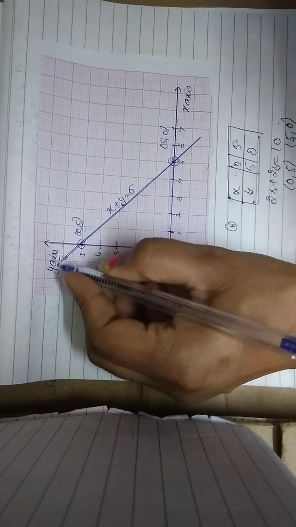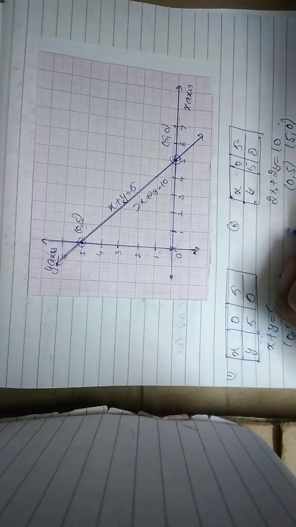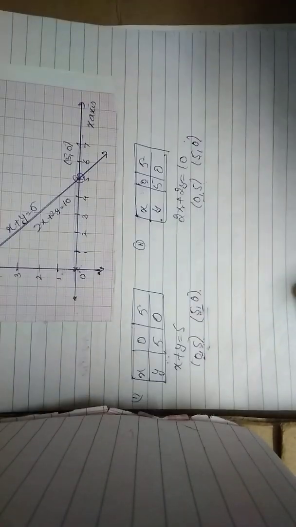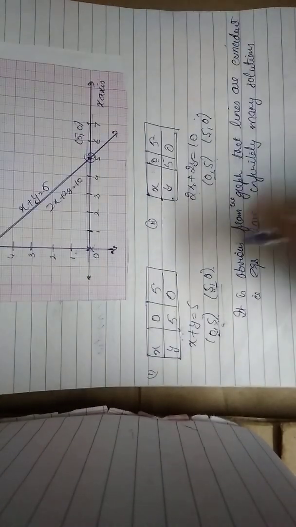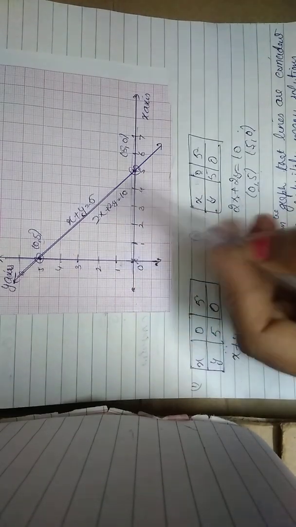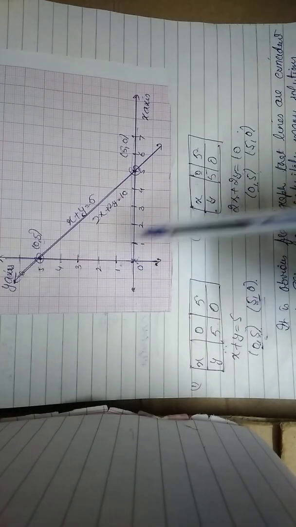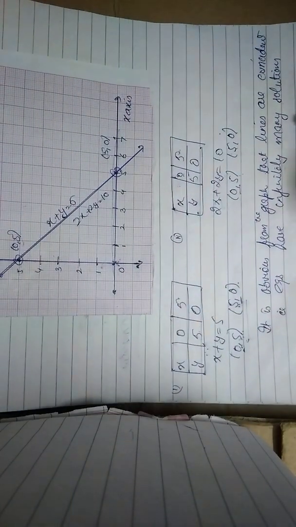So our lines, x plus y equals 5 and 2x plus 2y equals 10, both coincide with each other. We have drawn the graph. Now from the graph, it is clear that both lines are coincident on each other. So the equations have infinitely many solutions.